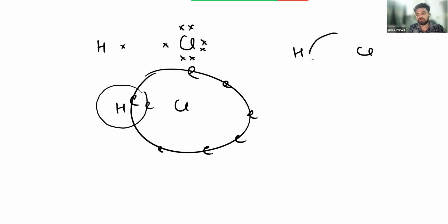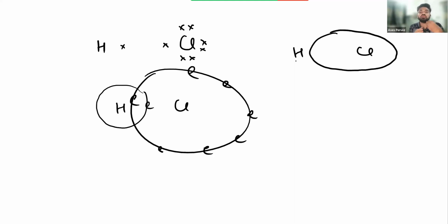Okay, this electron cloud is distorted like this. As a result, the polar, or we can say the covalent, bond is formed. The covalent bond is the bond that is formed by polarization of electron clouds, or we can say distortion of electron clouds. When the electron cloud is distorted, then polarization occurs and covalent character appears.